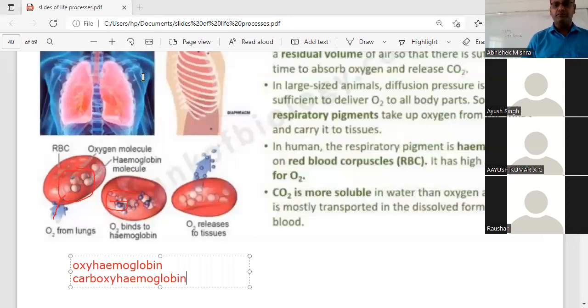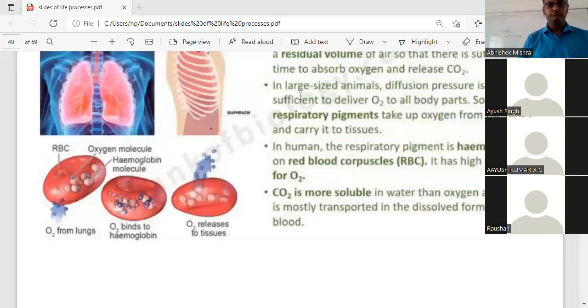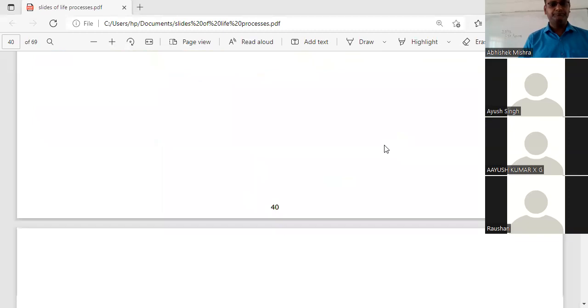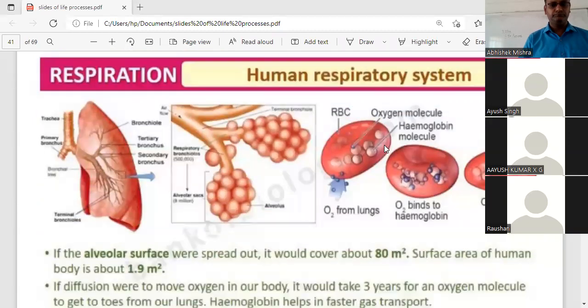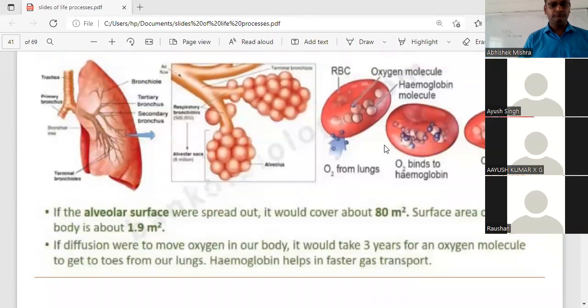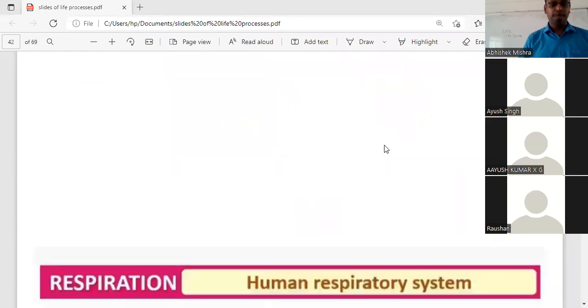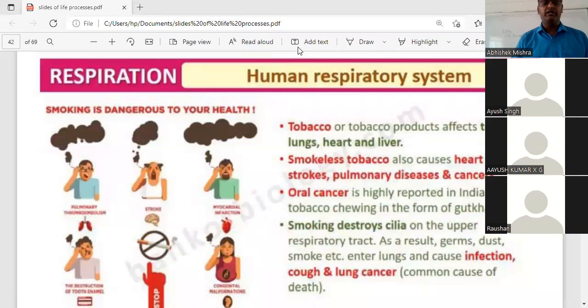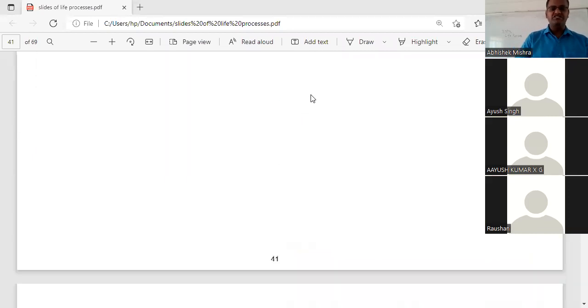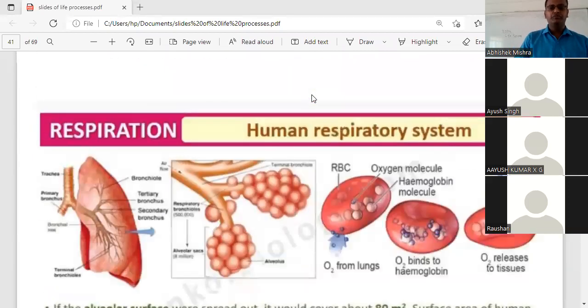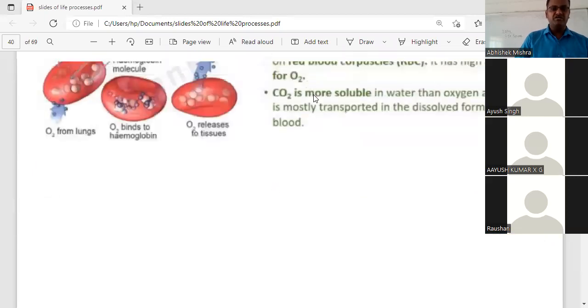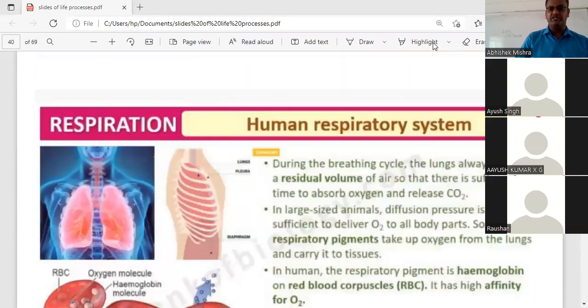Is it clear to all? Through the chat box, you give me the reply. Okay. Now, students, definitely today's assignment for you all will be to prepare the mechanism of inhalation and exhalation, definitely.